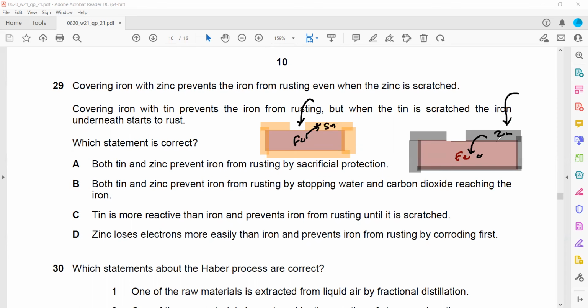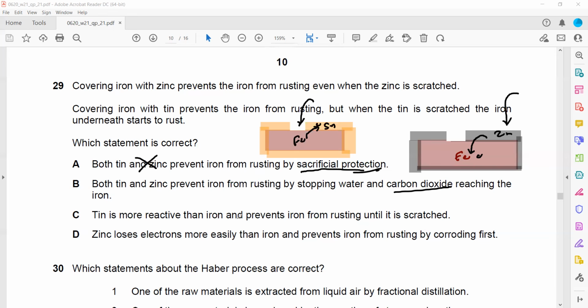So when we use a more reactive metal surface, both tin and zinc prevent iron from rusting by sacrificial protection. Sacrificial protection means that there should be a more reactive metal attached to iron, but tin is less reactive. That's why this method is not called sacrificial protection. Both tin and zinc prevent iron from rusting by stopping the water and carbon dioxide. Basically, for rusting to occur, not carbon dioxide, it should be oxygen.